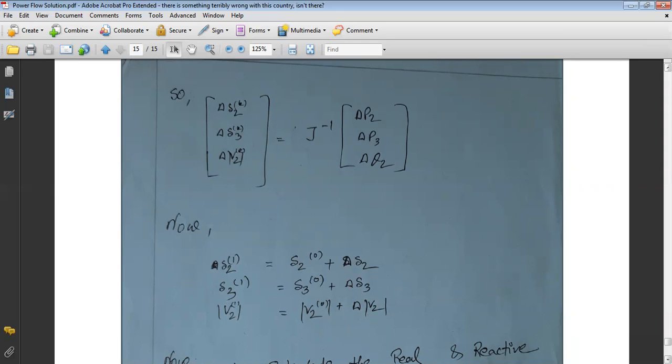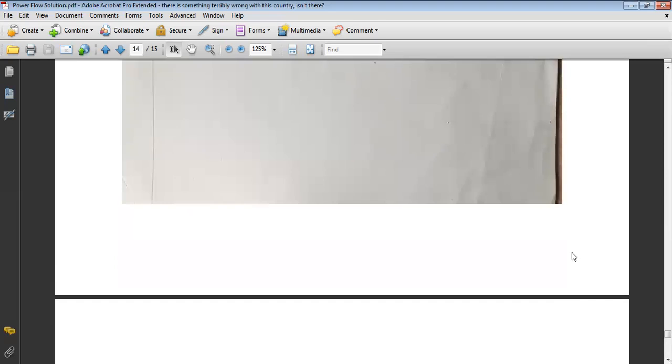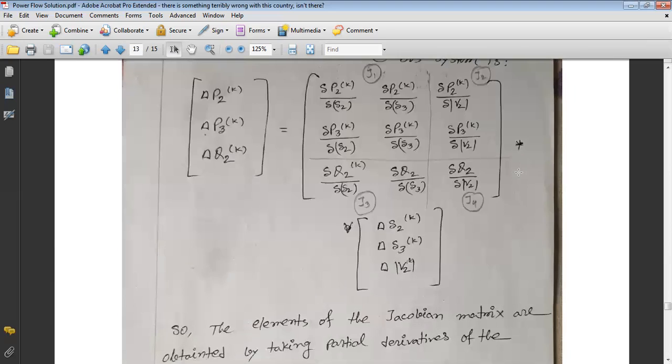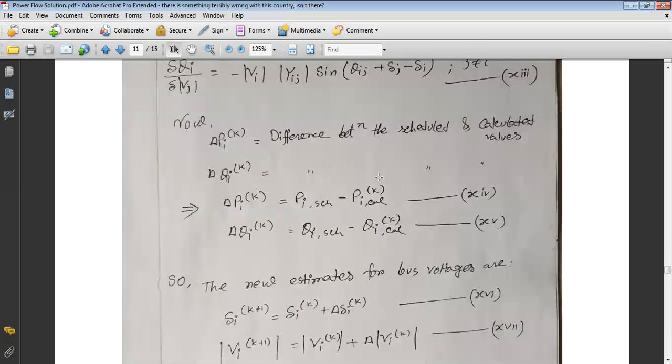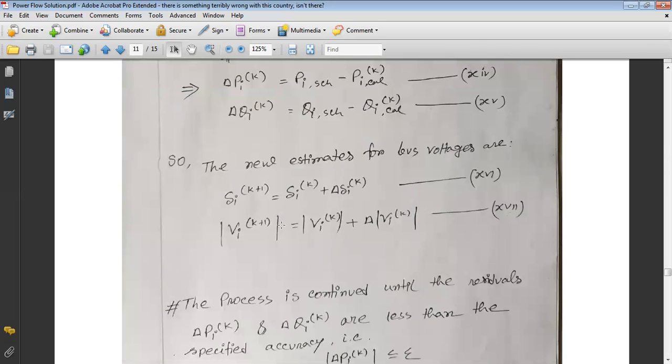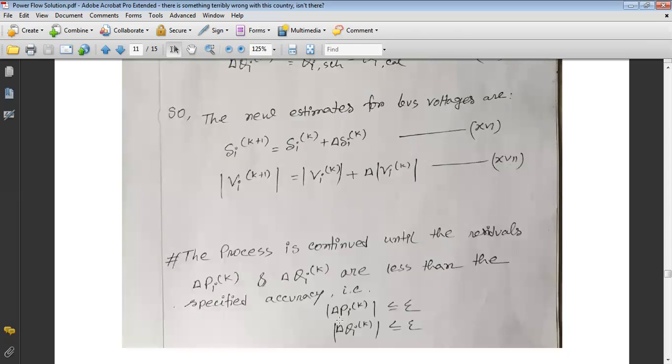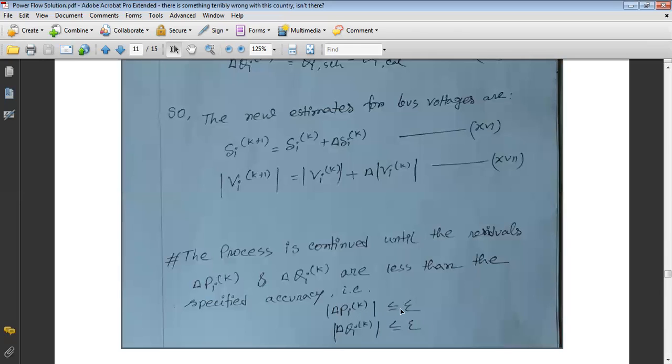Now we have finally updated the values, but we don't know whether these values are correct or not. So again, we need to recheck our values. We have to check our values using the tolerance level. So which is the tolerance level? This is the tolerance level. Whenever we find the updated value, we have to check it against our tolerance level.